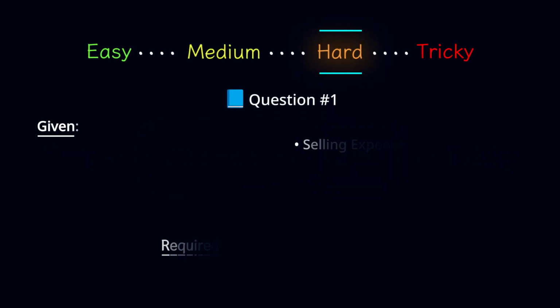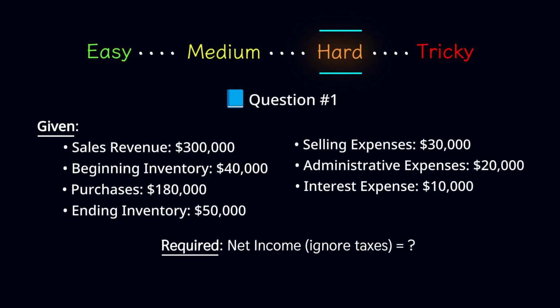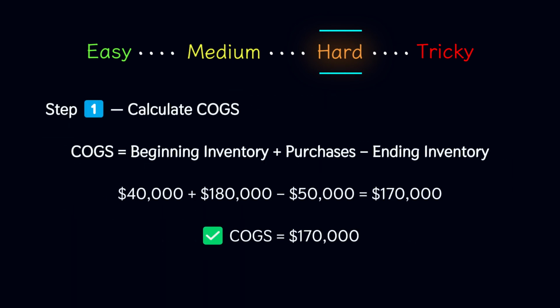Question 1. A company reports the following. Sales revenue, $300,000. Beginning inventory, $40,000. Purchases, $180,000. Ending inventory, $50,000. Selling expenses, $30,000. Administrative expenses, $20,000. Interest expense, $10,000. The question asks for net income, ignoring taxes. This question tests inventory logic, not memory.